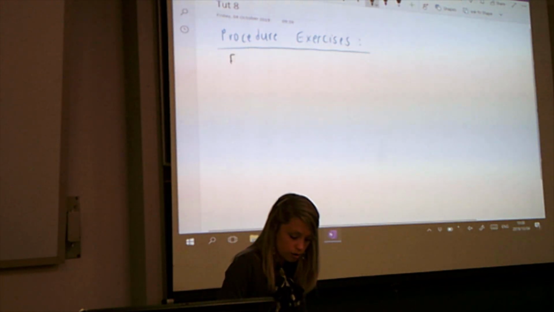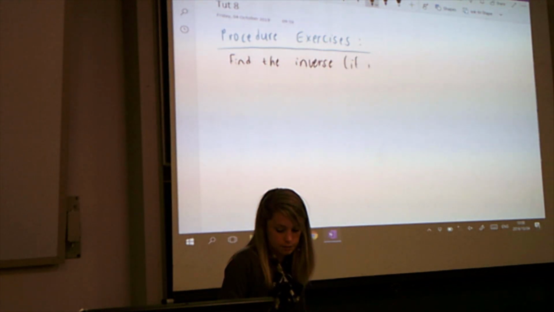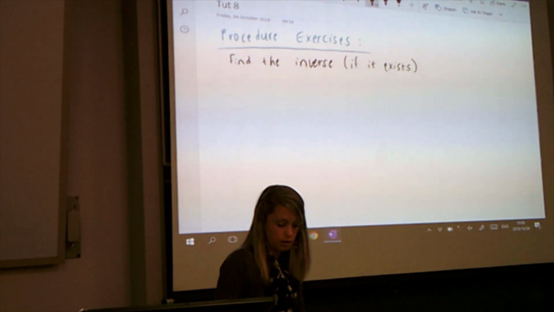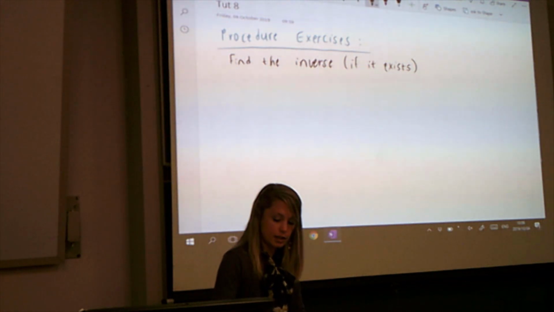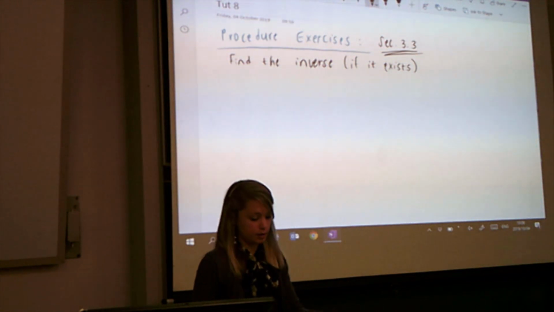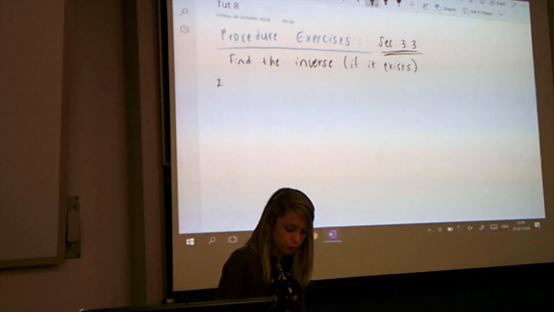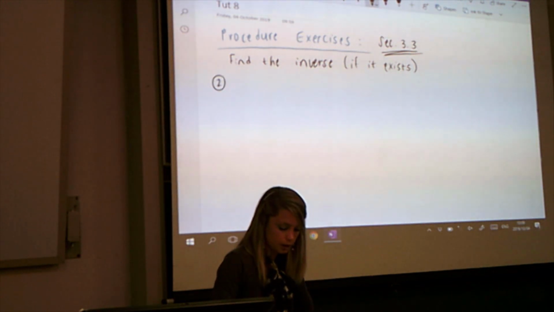Right, so find the inverse if it exists. And the exercises are all from section 3.3. Right. So the first one I'm going to do is number 2 from section 3.3, and it says that we have to find the inverse of the matrix 4 minus 2, 2, 0.